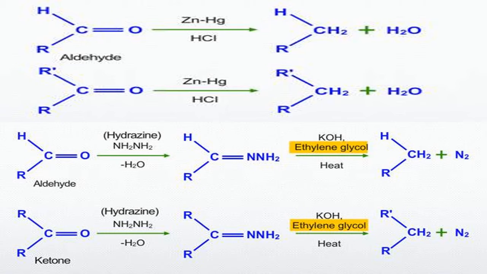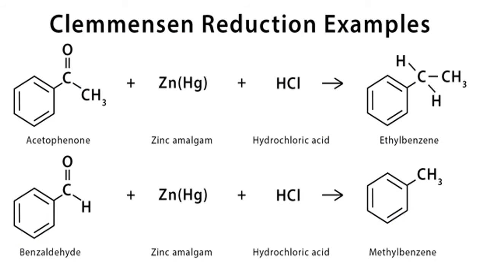Clemmensen. And if it is hydrazine combination, that is the research paper of Wolff and Kirchner. So both are reduction reactions of aldehydes and ketones. Only the reaction conditions change the products. Clemmensen reduction examples: zinc mercury combination along with HCl.